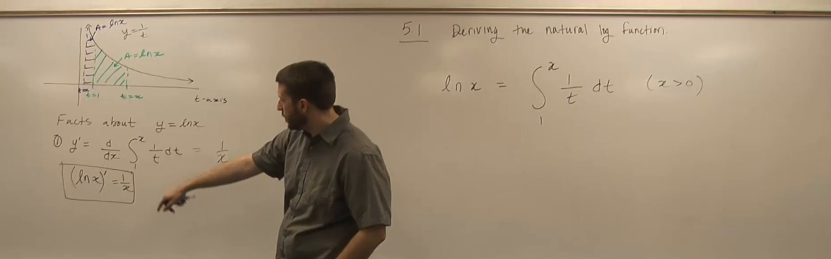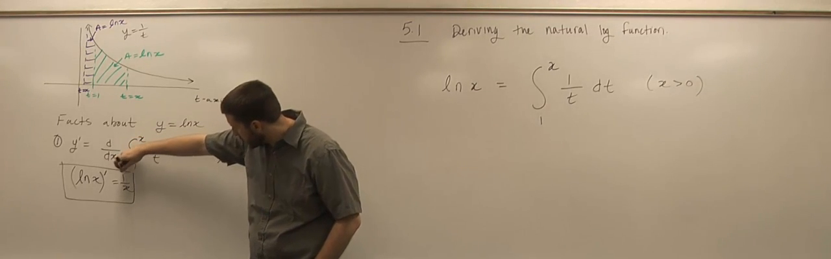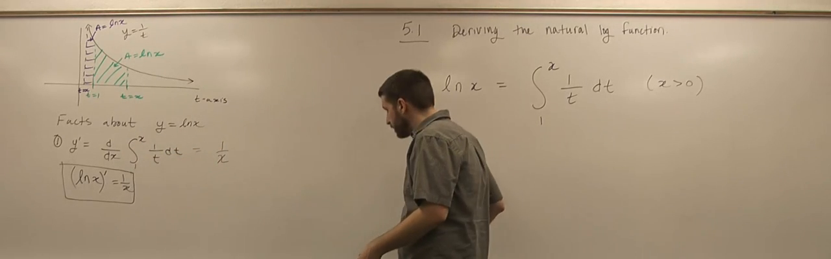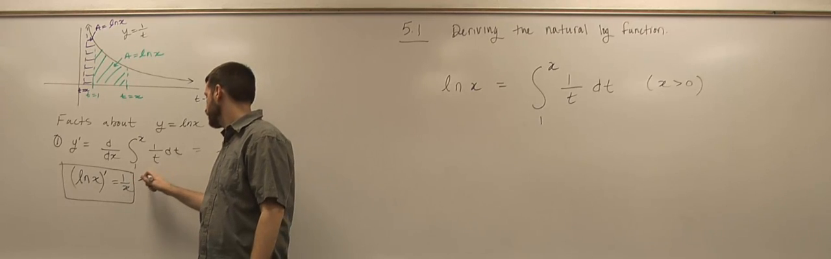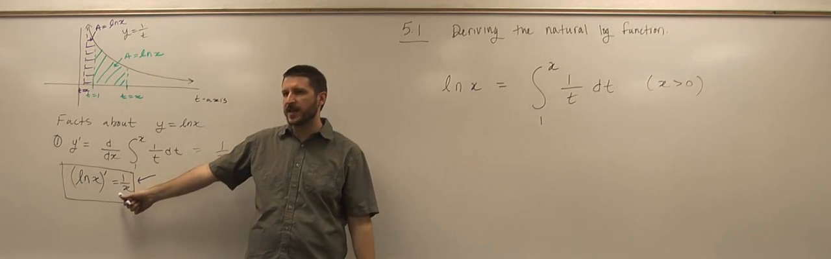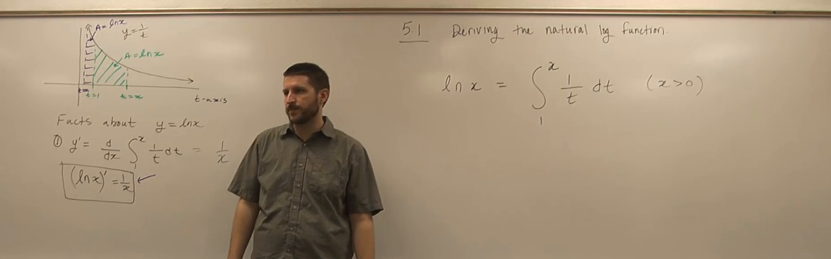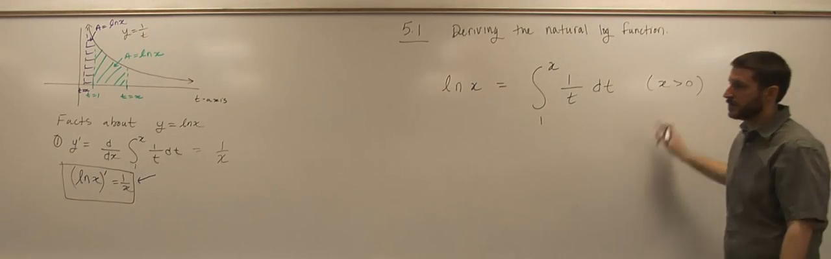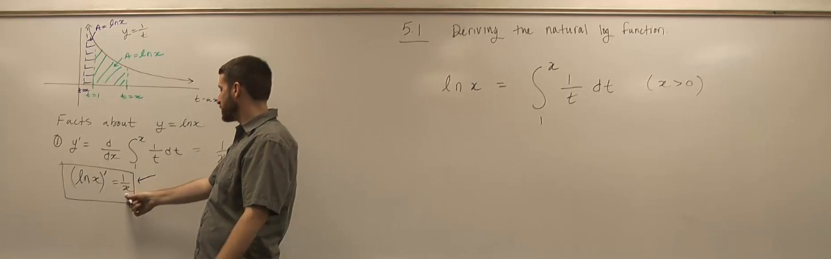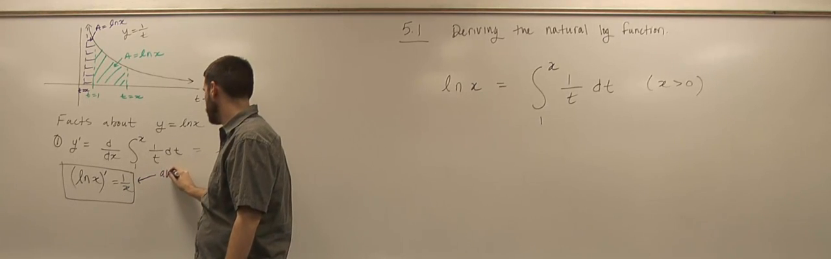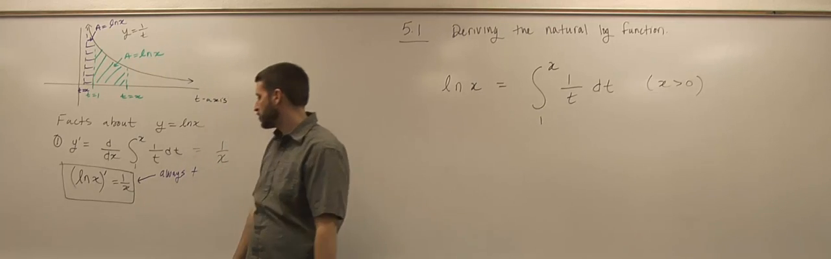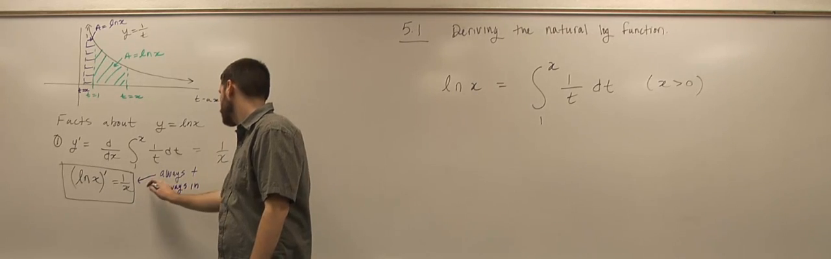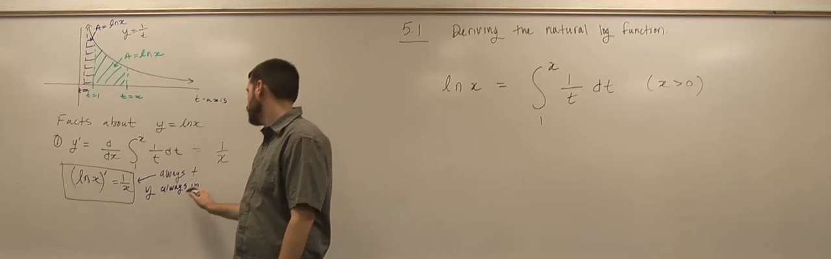What does the fact that the derivative is 1 over x tell me about the graph of ln x? So decreasing. Is the derivative positive or negative when x is positive? Positive. In this definition, ln x is only defined for x positive. So because x is positive, this derivative is always positive, which means my function is always increasing. So y is always increasing.